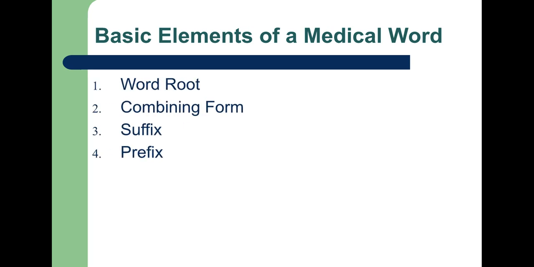So I'm sure you guys have talked about this in ELA, the basic elements of a medical word. So there's a word root, a combining form, a suffix, and a prefix. These are all terms you have heard and learned about before. A suffix goes after the word root, and a prefix goes before. The combining form is just there to help it flow.